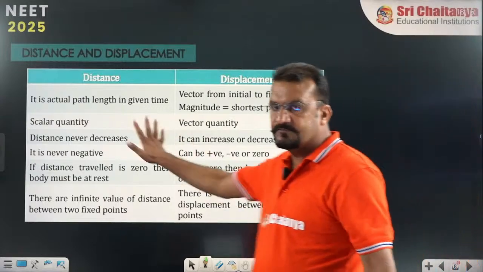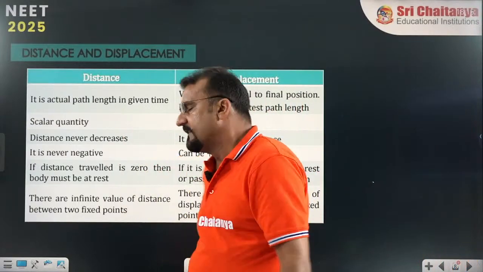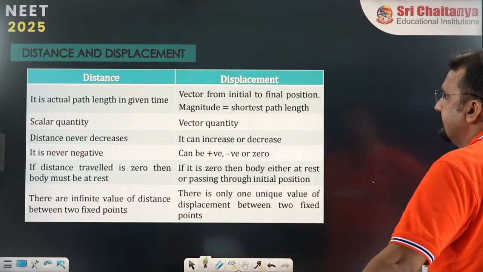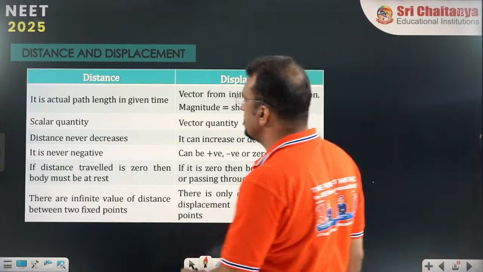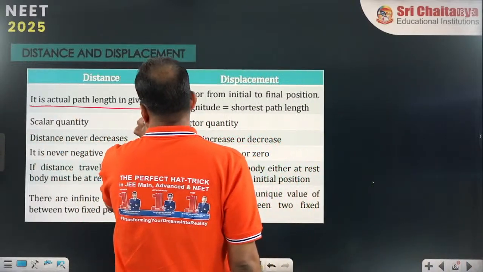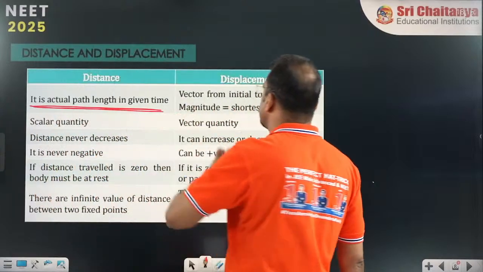Directly, questions can be asked from these statements. What is the first one? What is distance? Distance is actual path length, or you can say total path length.